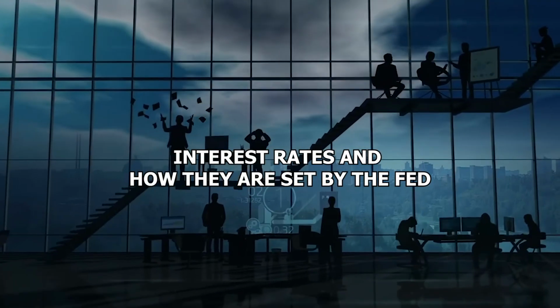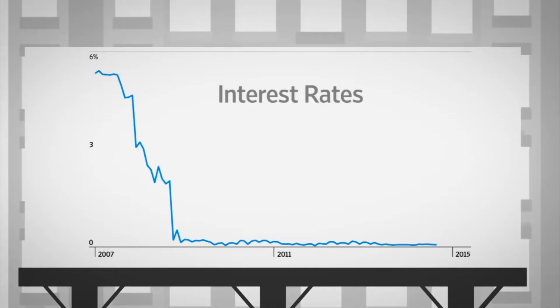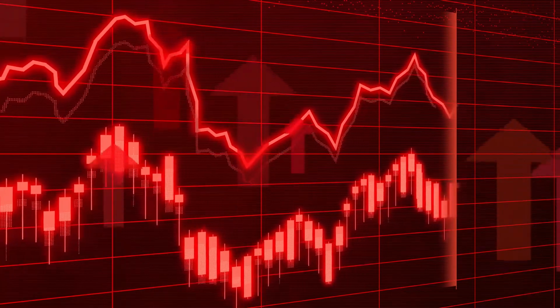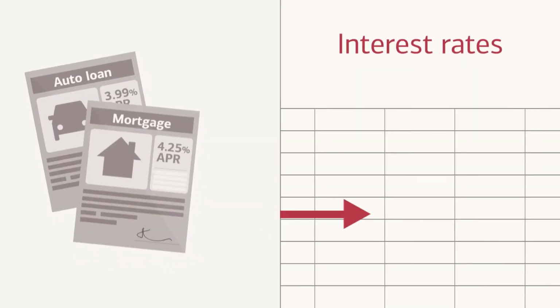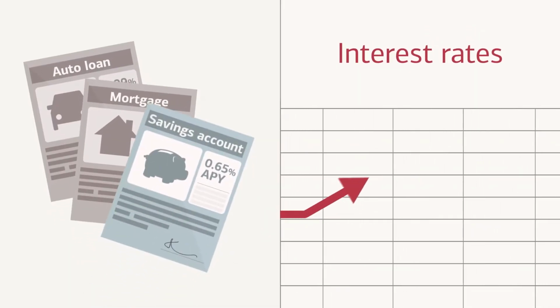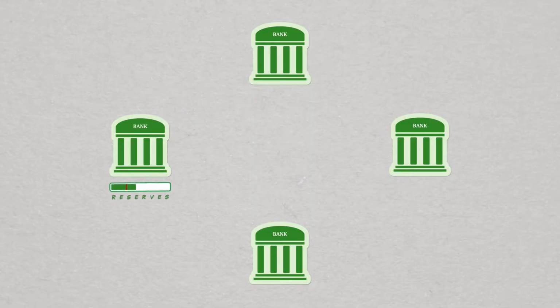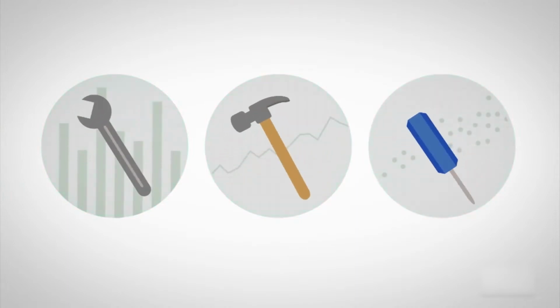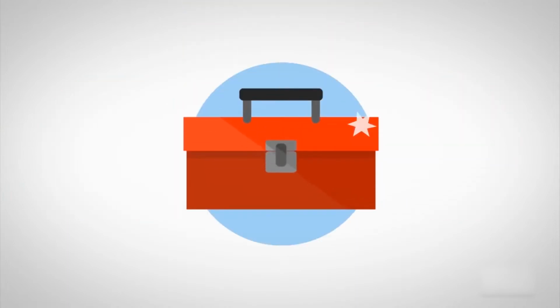Interest rates and how they are set by the Fed. Ever since the financial crisis, interest rates have been near zero, making it cheaper for everyone to borrow, from banks to homeowners to car buyers. However, as the economy strengthens, the Fed will want to raise interest rates to prevent the economy from overheating. Some of the techniques the Fed used to manage rates in prior decades no longer function, so the Fed has designed a new tool set to push rates up and hold them in the proper range.